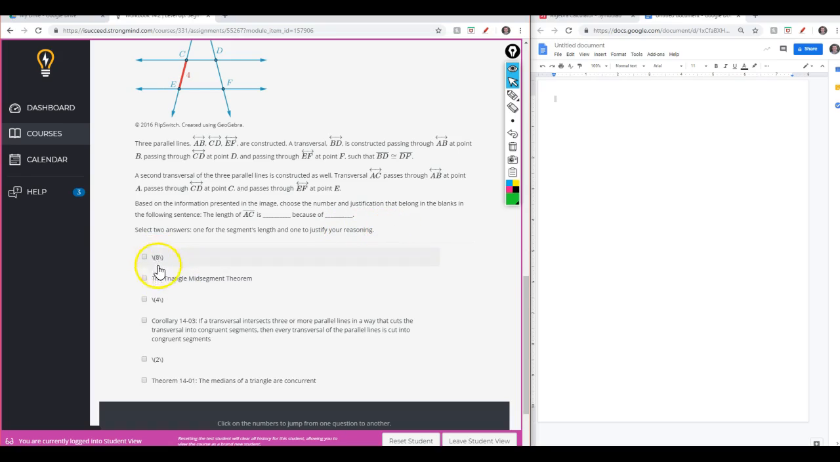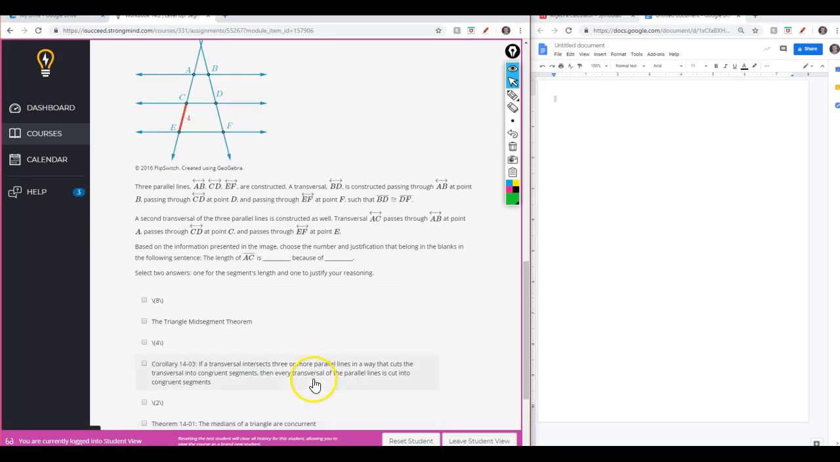Okay, so it's either 8, the triangle mid-segment theorem, corollary 1403, transversal intersects three or more parallel lines in a way that cuts the transversal into congruent segments, then every transversal of the parallel lines is cut into congruent segments, or 2, or theorem 1401, the medians of a triangle are concurrent.